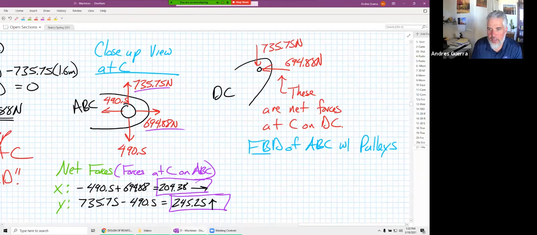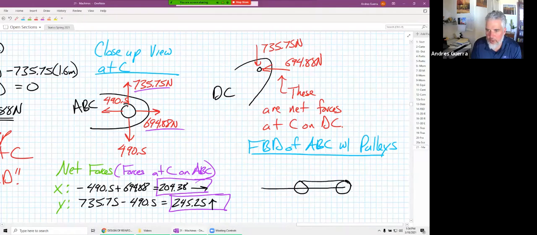Let's draw the FBD of ABC with those pulleys. So what if I had my element ABC and I left the pulley there and I left the pulley there? And then we have our, what are we gonna have here? We have the rope that, actually I'm not cutting through the rope now. I'm not removing the pulleys. I'm gonna leave those on there. And so these are all of our physical objects in that FBD.